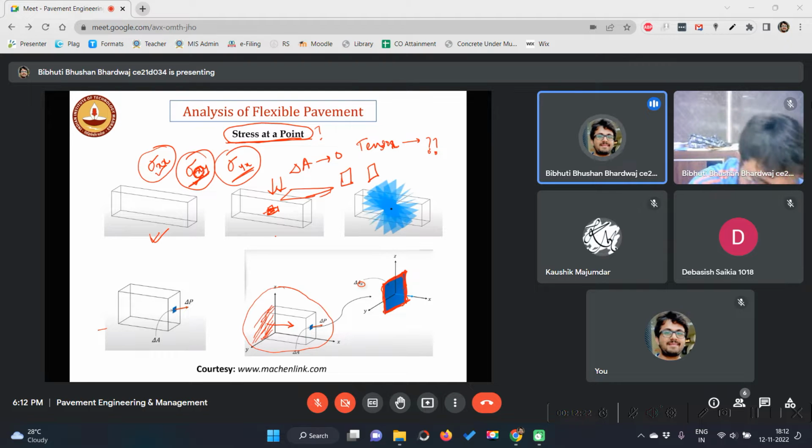So that's why the area of the surface will be termed delta AX. Understood? If I take this surface, then its perpendicular direction will be in this direction, and it will be called delta AZ. Understood?